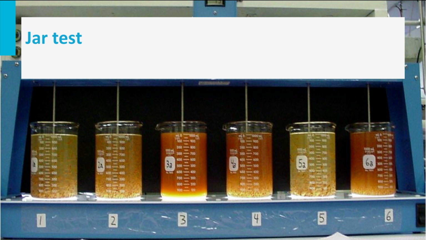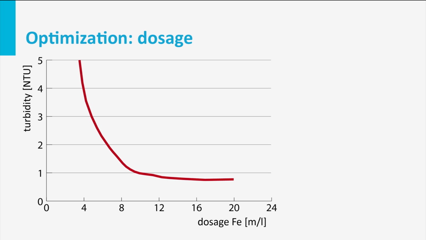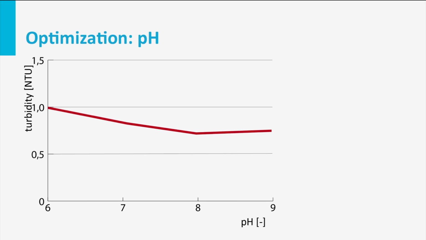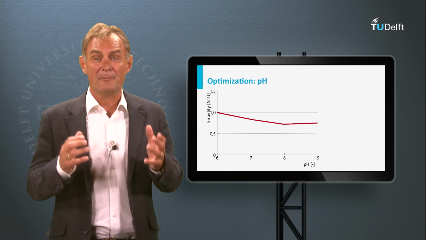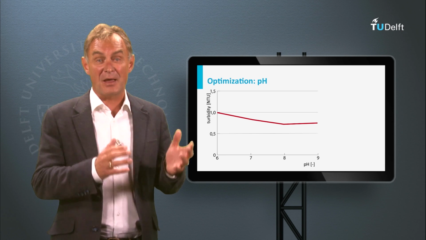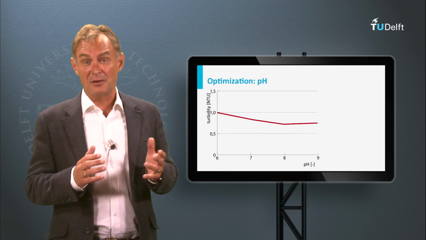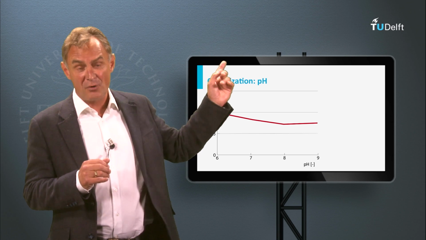The most important variables to be tested are the coagulant dose and the pH. When coagulant is dosed, the pH will drop due to the abstraction of hydroxide ions from the water. pH can then be adjusted by dosing a base next to the coagulant. The different combinations of dosage and pH can be tested in parallel, and the results are presented in graphs.